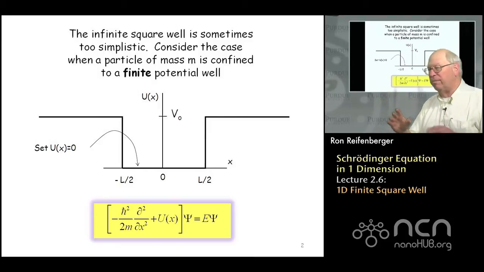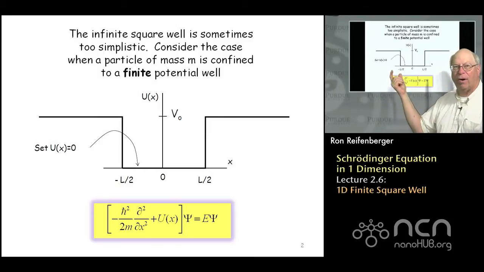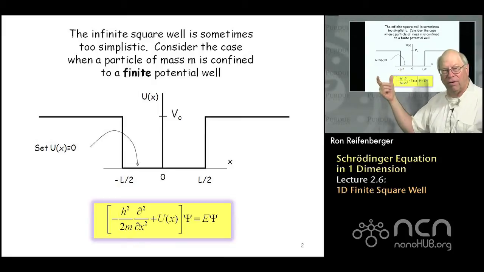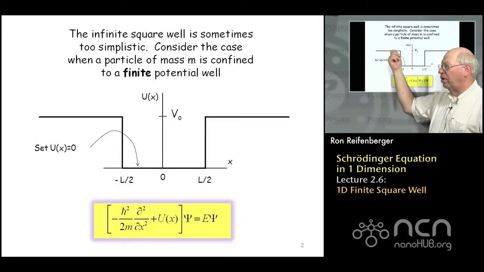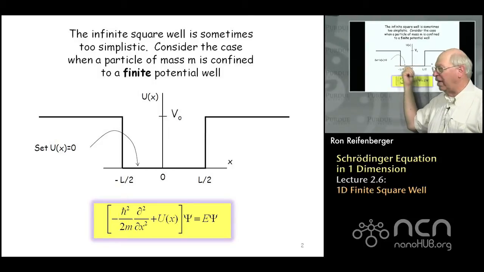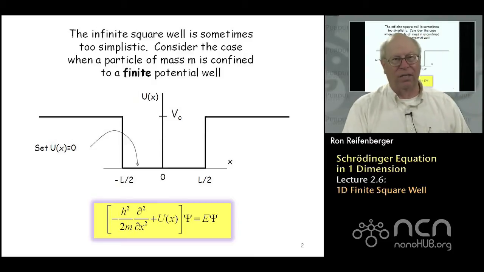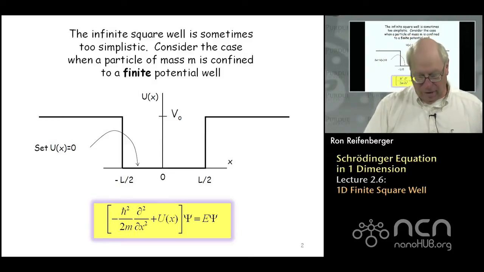And the problem is going to be exactly the same. The premise of this discussion is going to be exactly the same as in the previous lecture. We're going to take a particle of mass m, we're going to drop it into this well, we're going to confine its location to within minus L by 2 to plus L by 2, and we're going to ask what are the allowed energy states for that particle in that well.